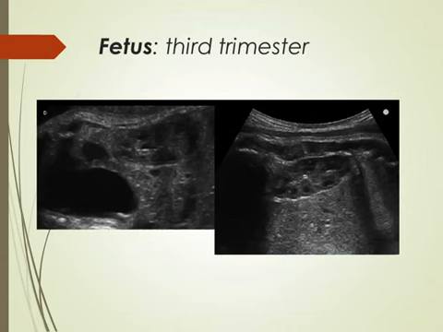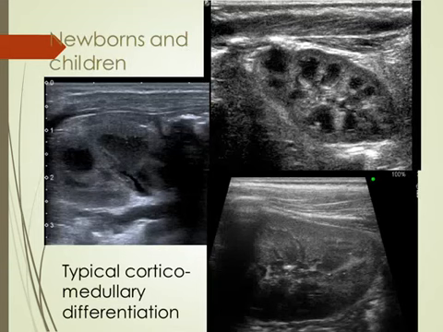This is a fetus seen in his sagittal scan. You can see the black area, which is the bladder. You can see the kidney, and you can see hypoechoic medulla and hyperechoic cortex leading to the corticomedullary differentiation. Above, you can see two newborns, again, massive corticomedullary differentiation, hypoechoic medulla. In the lower part, you can see an older child. You can see a mild corticomedullary differentiation. This will depend on his sickness and age.